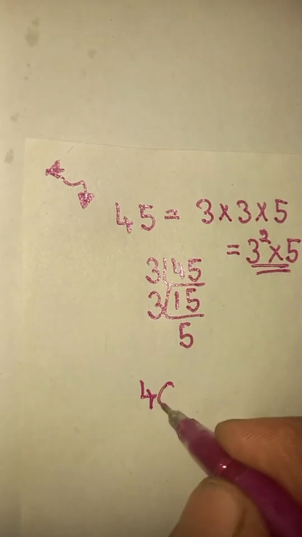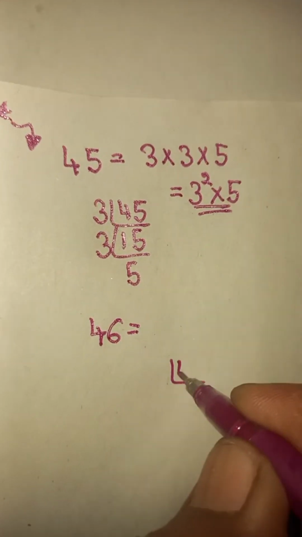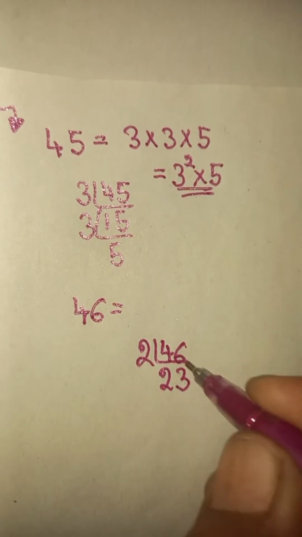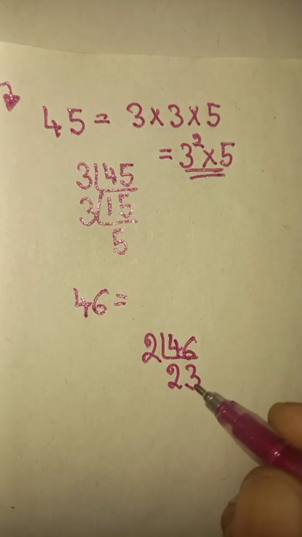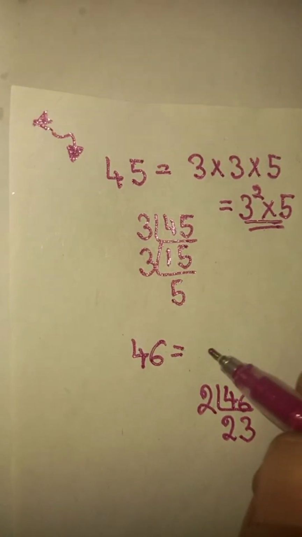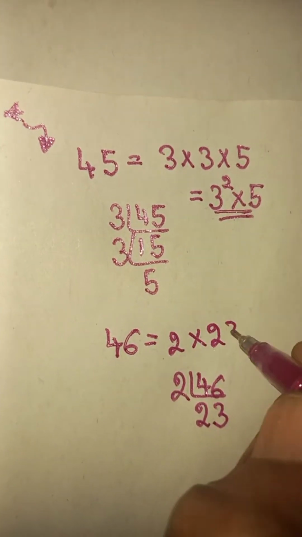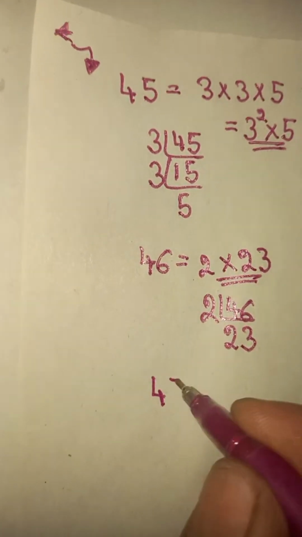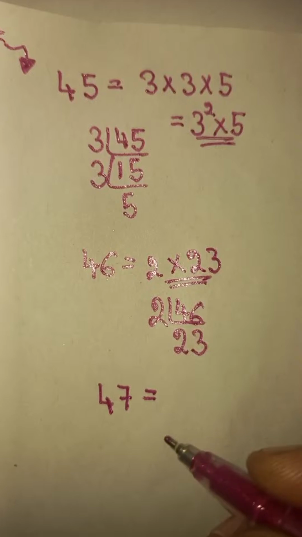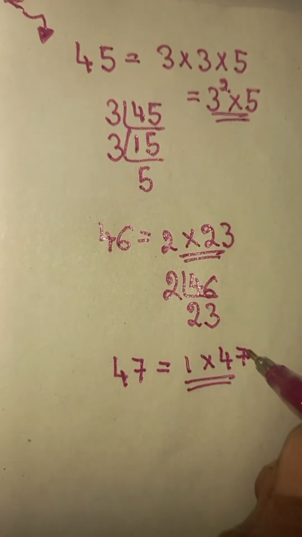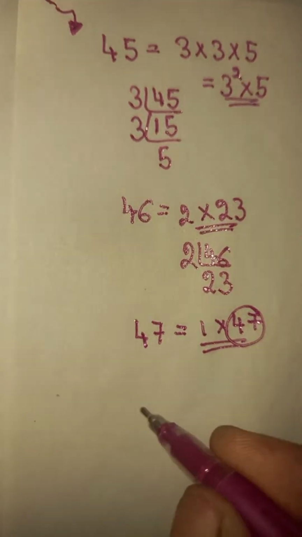Let's take and divide 46. 46 you can start dividing here. 2 times 2 is 4. 2 times 3 is 6. You cannot divide anything by 23. Not even 2, not even 3. So it becomes 2 times 23. It is the prime factorization. 47 you cannot divide any further. So write it as 1 times 47. 47 is a prime number.